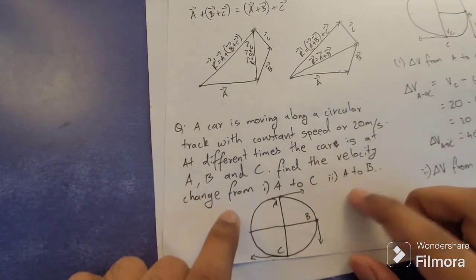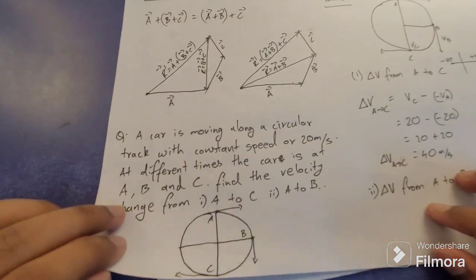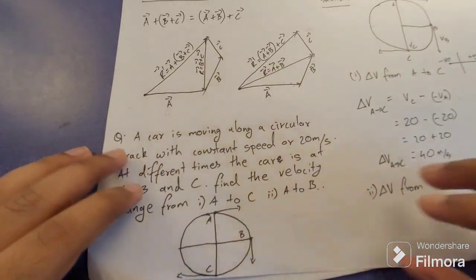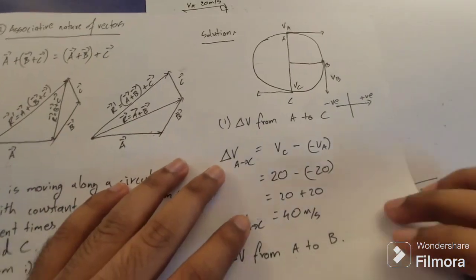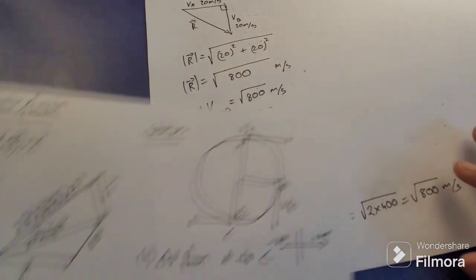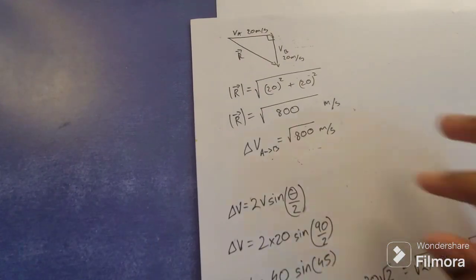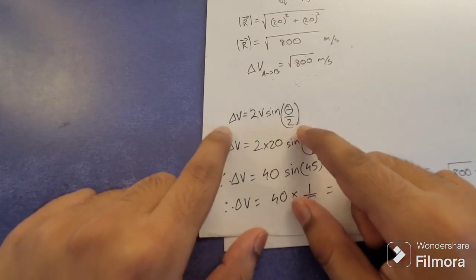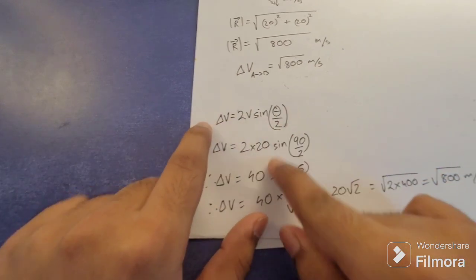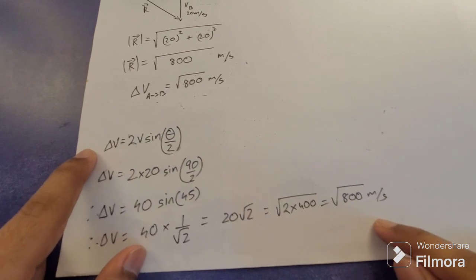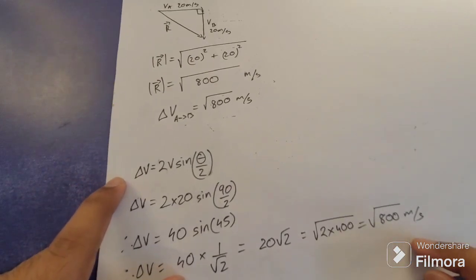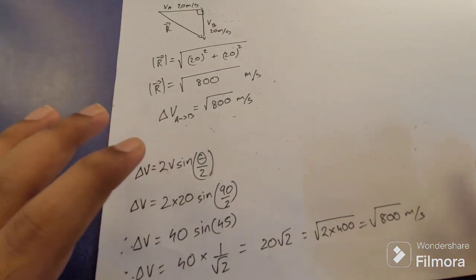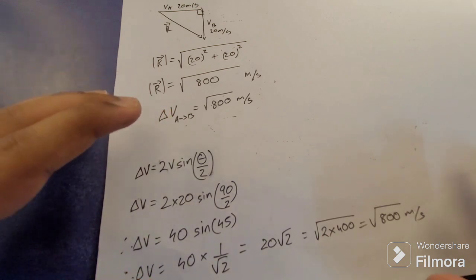Then we solved an interesting question and we calculated the change in velocity. Apart from calculating it from the general method, we also used a short trick in order to get to the answer quickly. So that is all for this video, guys. I know it was a long video, but I'm sure you learned a lot from it. Thank you very much.